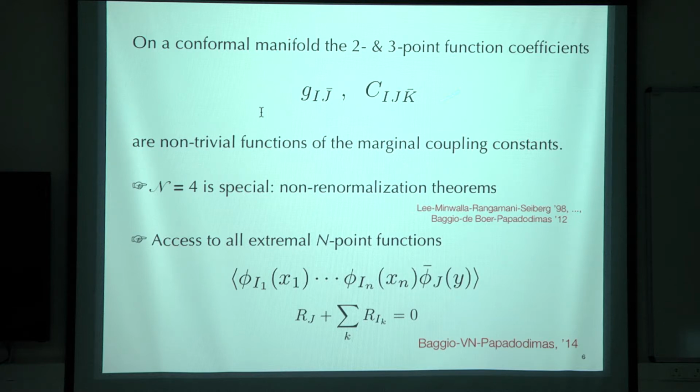Now, suppose that you solve the problem and you know the exact coupling constant dependence of these coefficients. What else do you buy? You can use superconformal Ward identities to argue that once you know this, basically you know all the extremal n-point functions of this form, where you have a single antichiral insertion. Okay? So this is essentially the set of data that we'll try to attack.